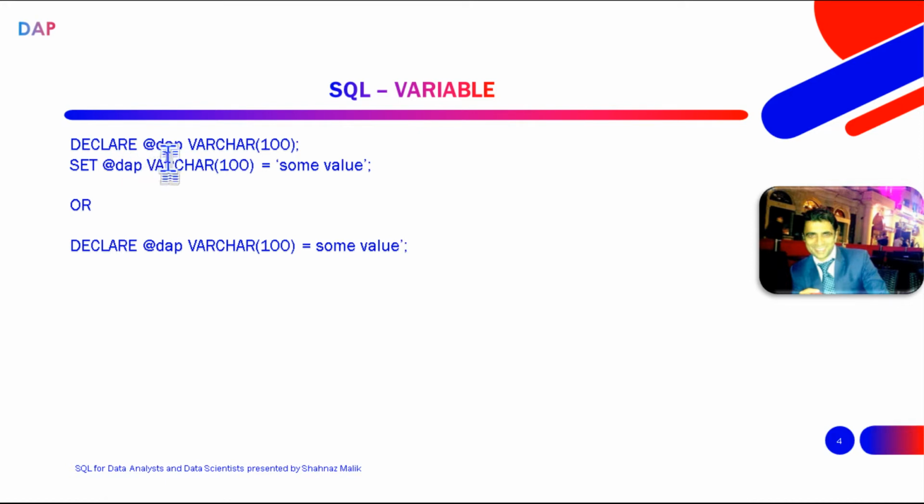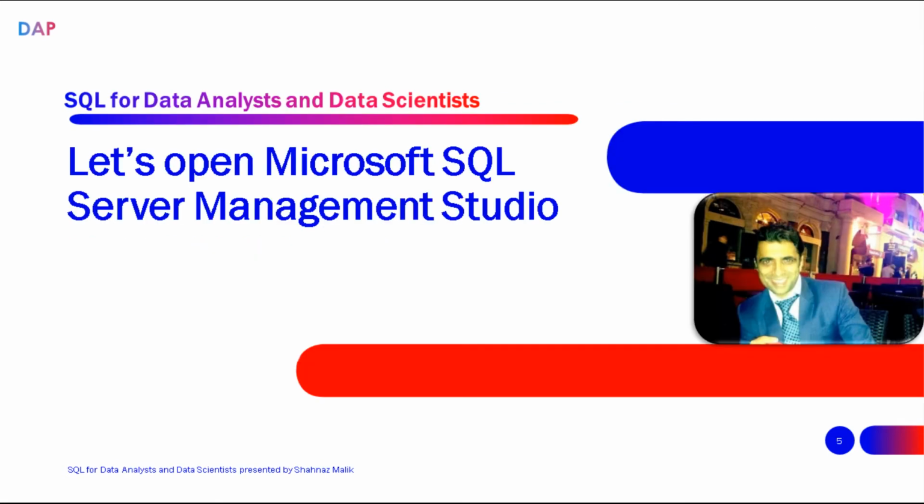I declare @dap variable varchar, and I gave it the size 100, and then I set @dap, this variable varchar 100, to some value, whatever value I need. Or I can do both these two lines as one line. For that, what I have to do is the declare remains the same, then equals some value. So I don't need all that. I can do it here and declare it in one line, and both do the same job. And let's now quickly open our Microsoft SQL Server Management Studio and have a look there.